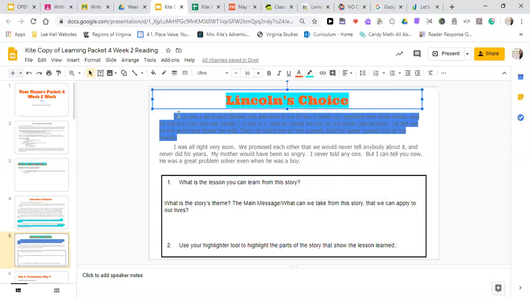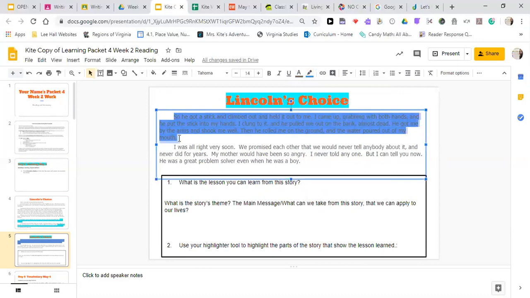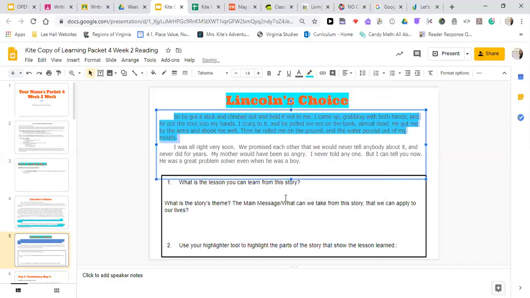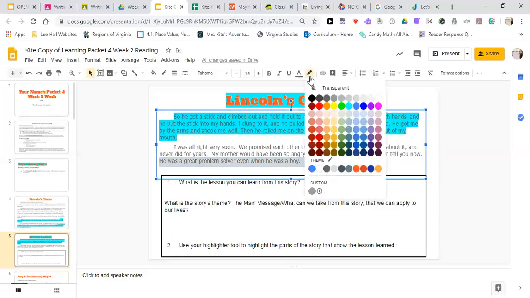I was all right very soon. Sorry, we're going to make sure that's a little lighter so you can see it. I was all right very soon. We promised each other that we would never tell anybody about it and never did for years. My mother would have been so angry. I never told anyone. But I can tell you now, he was a great problem solver even when he was a boy. I'm going to highlight that.